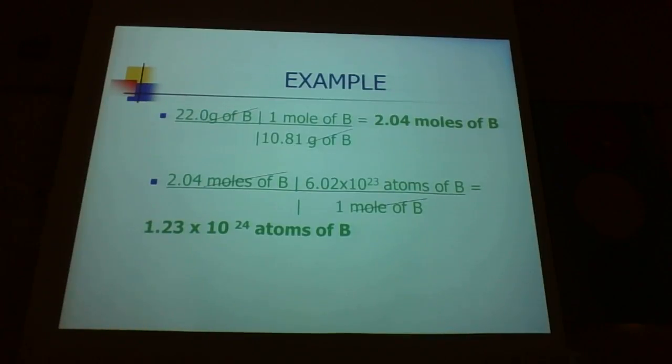Now that I have my about 2 moles of boron, I'm going to convert it from moles to atoms by using Avogadro's number. So Avogadro's number goes above the line because I want atoms, and then 1 mole goes below the line because I want to get rid of moles. So it's going to be 2 times 6.02 times 10 to the 23rd, and that gives me 1.3 times 10 to the 24th after I've moved the decimal around.